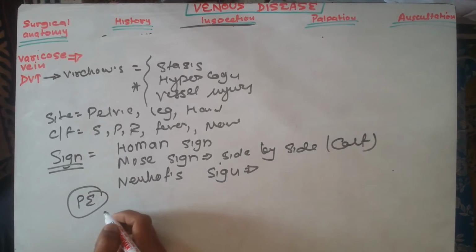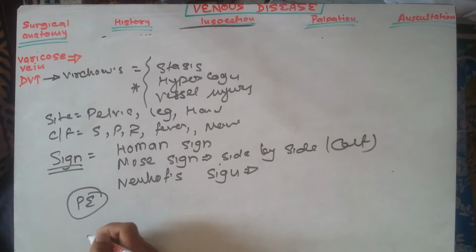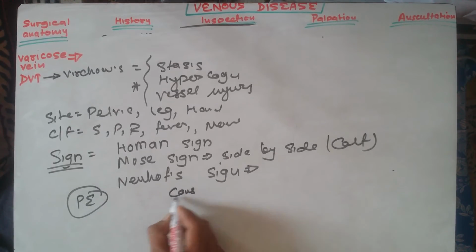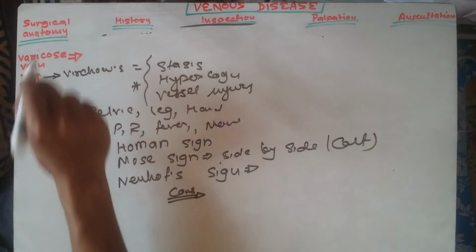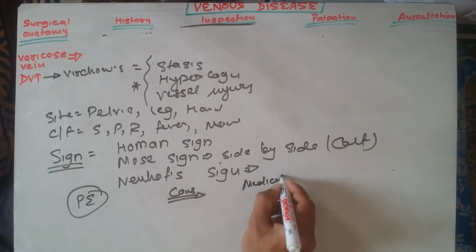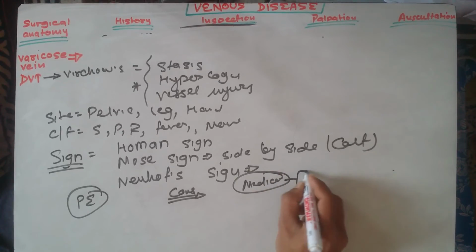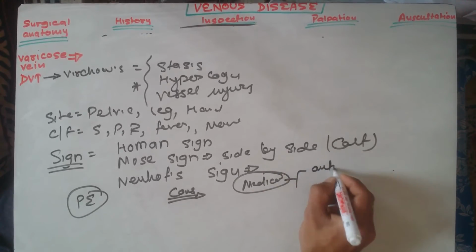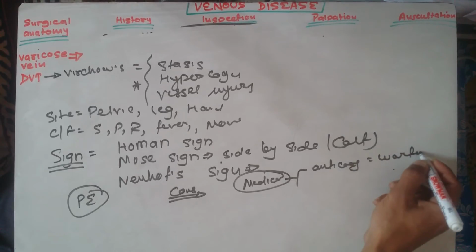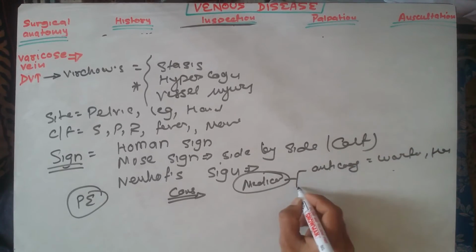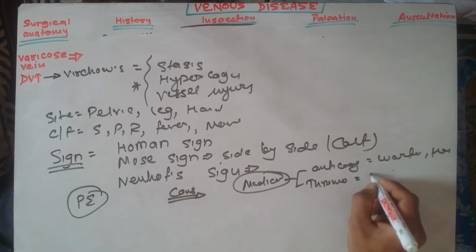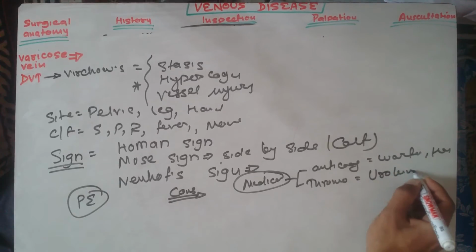Investigation will again be venous Doppler scanner, venography. And for the treatment modality, again we will divide it into conservatively we will do similar as per the varicose vein. And then the medical treatment. What will be the medical treatment? We will give two types of drug. One is for the anticoagulation, anticoagulant like warfarin and heparin, and the other will be thrombolytics. Thrombolytics will be like urokinase or streptokinase.